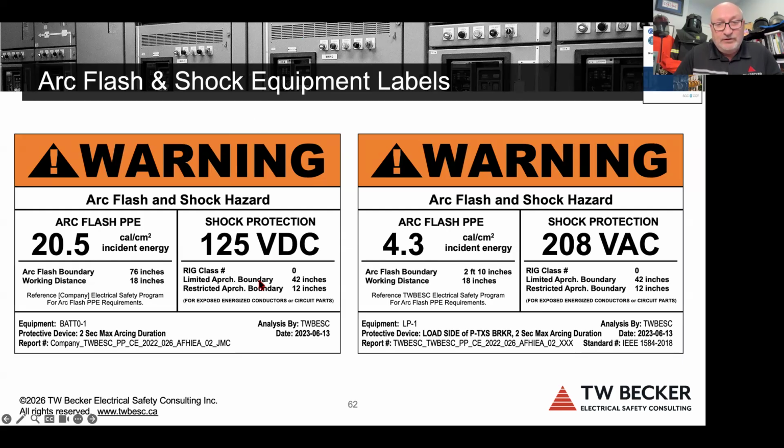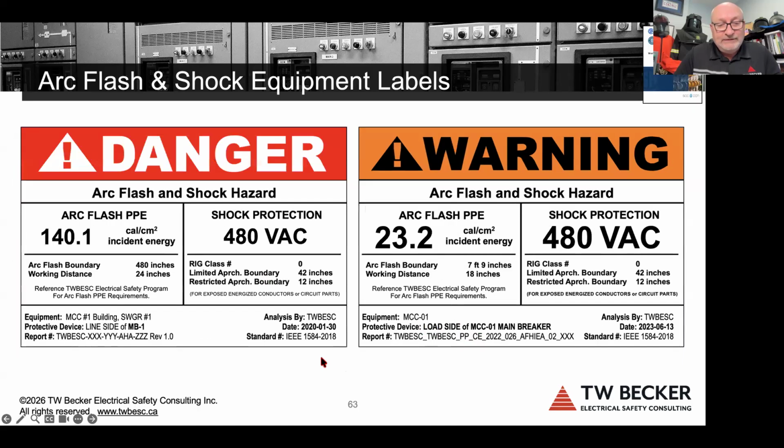So we see a label for 125 volts DC, which would now change to 150 volts DC or greater as a nominal DC voltage. We've got a lighting panel at 208 volt on the right. Again, the danger signal panel, as per ANSI Z535, is used when the hazard and the risk is high risk. In this case, there is no arc flash PPE available with an arc thermal performance value greater than 140.0 calories.